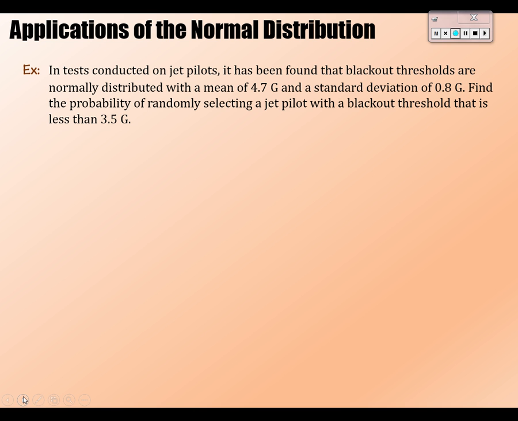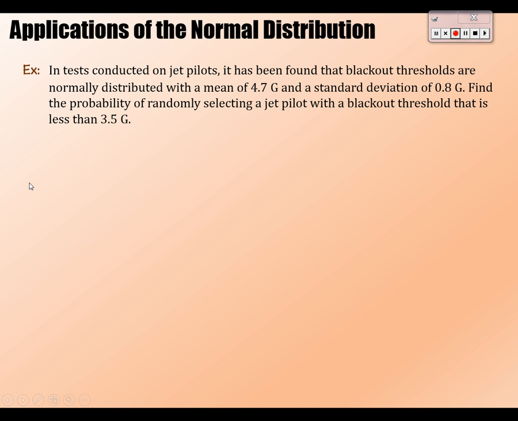You know, having a jet pilot pass out is not a good thing. So this is a good thing to study. Okay, so there are 2 pictures we can draw here. We're interested in 3.5 Gs. By the way, if you were to think z-scores here, does 3.5 Gs have a positive or negative z-score? It's got a negative z-score.